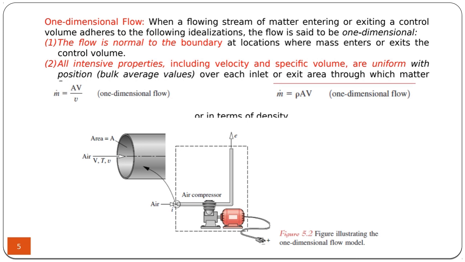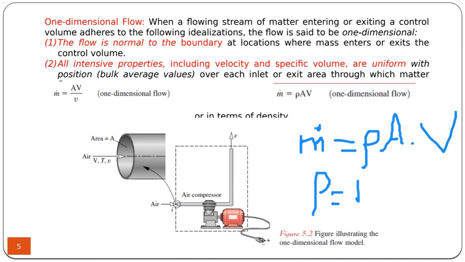When there is only one inlet in one-dimensional form, for instance, a flow inside a pipe is a one-dimensional flow, the mass flow rate can be calculated from m dot equals rho, which is the density, times the cross-sectional area of the pipe times the velocity of flow, or because rho is 1 over specific volume, you can write it as AV divided by v, or rho times AV. They are the same things.